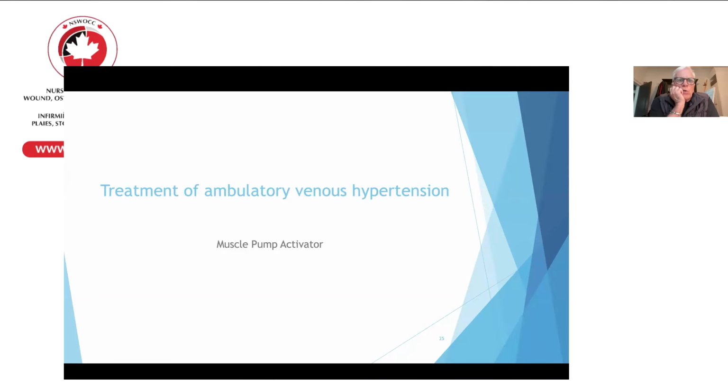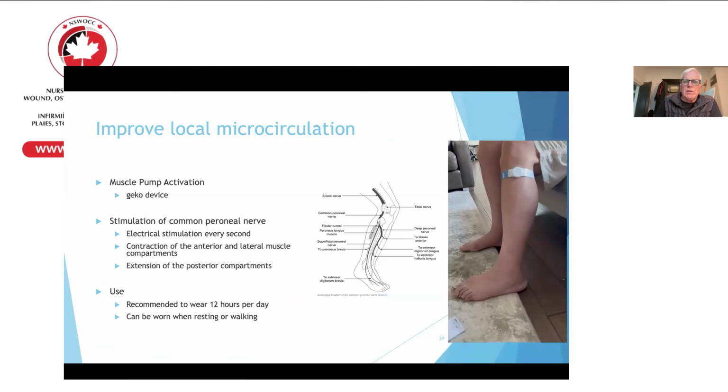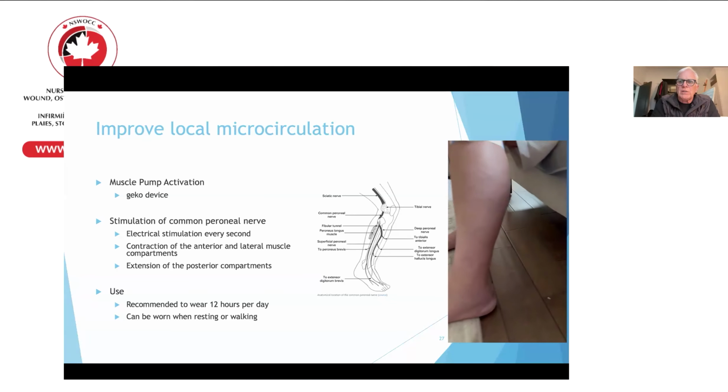So come to another way of treating ambulatory venous hypertension. That's the muscle pump activator using a device you'll be aware of, which is the Gecko device. So it's an innovative technology that does provide significant improvement in calf muscle pump function. And I'll touch on its physiological impact and on the evidence of healing as I've done for each of the other methodologies. So for those of you who are not familiar with the Gecko device, this is it sitting on someone's leg. You can see the muscles contracting.